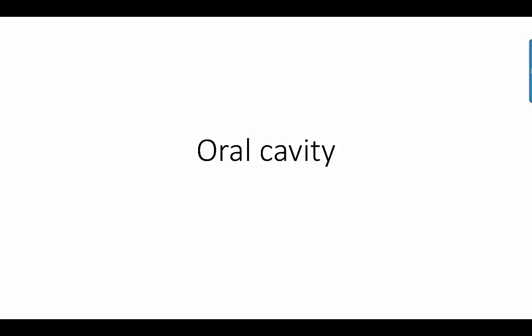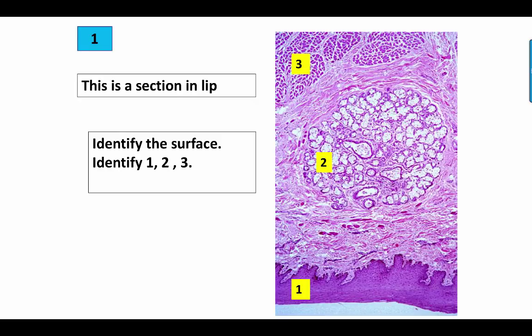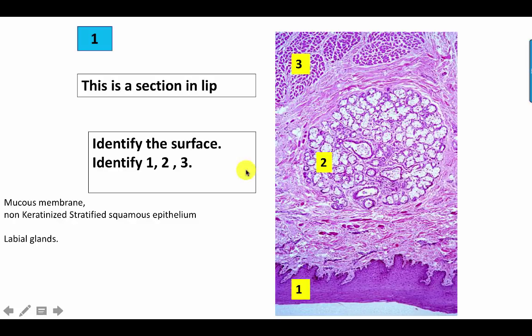We will start with the oral cavity, and this is a picture of a section in the lip. This surface is the mucous membrane, formed of non-keratinized stratified squamous epithelium. And these are the labial glands, which are mainly mucous glands. And this is the skeletal muscle, the orbicularis oris.